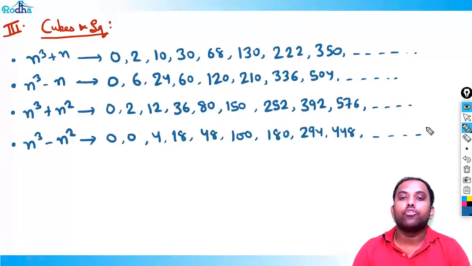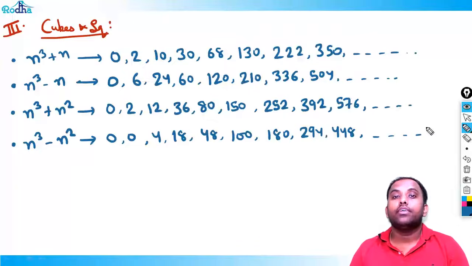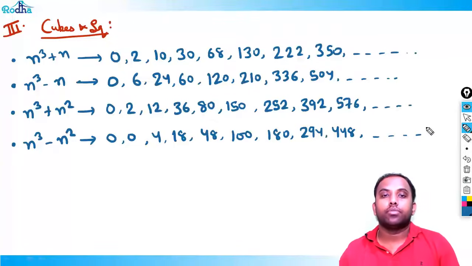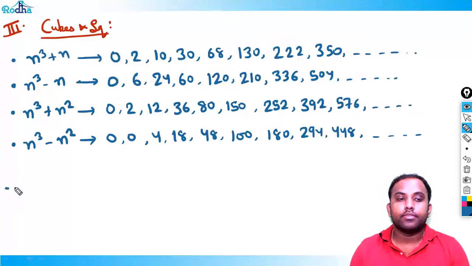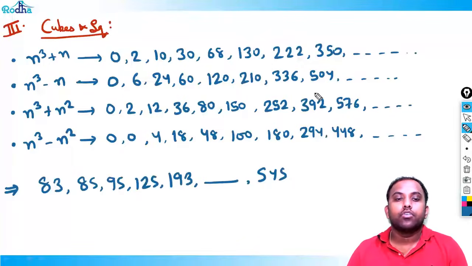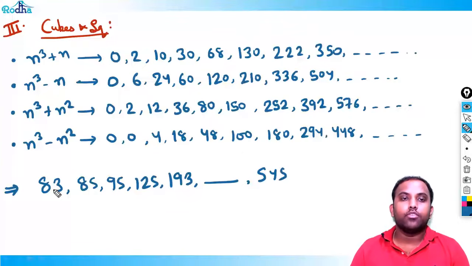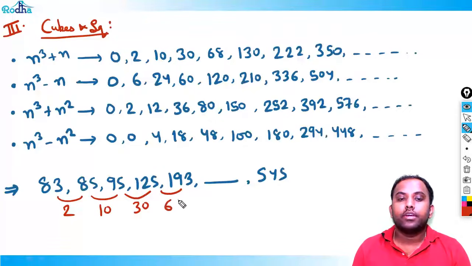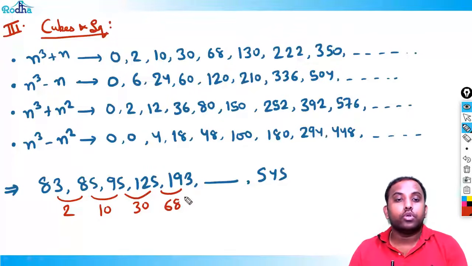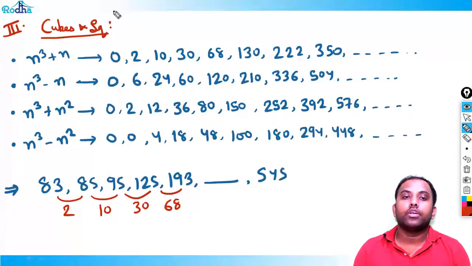What I want you to see is that these are 4 very important series. In the exam, it's difficult to directly recognize that it's an n cube plus n form series if you don't know. For example, you get a question like this. This series is not increasing very fast, so let me go by the difference. The differences here are 2, 10, 30, 68. If you don't know what 2, 10, 30, 68 are, it's very difficult to solve this series. But now you know that 2, 10, 30, 68 is n cube plus n.